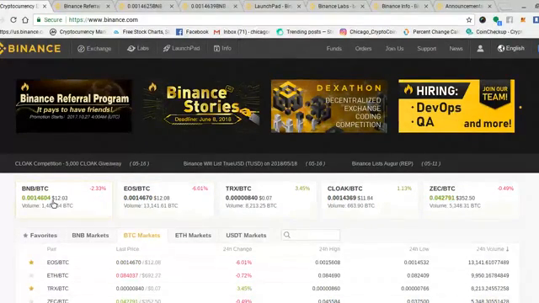It's going to give you their price, the percentage difference, whether it's negative or positive, as well as the coin versus the pairing currency. So most of these right here are paired with BTC. As you can see, they're showing you Binance, EOS, Tron, Cloak, and Zcash.